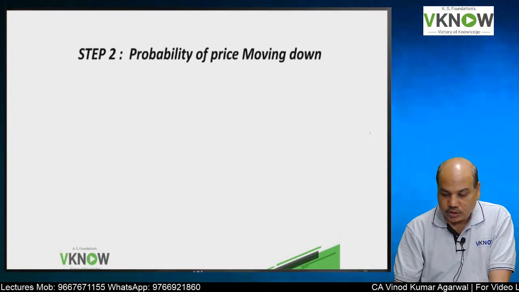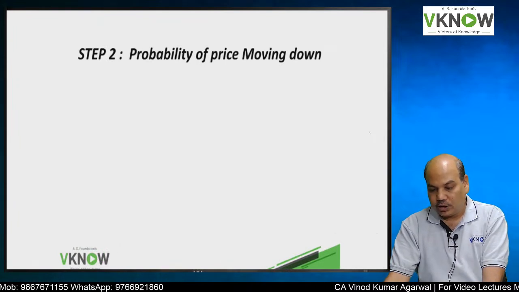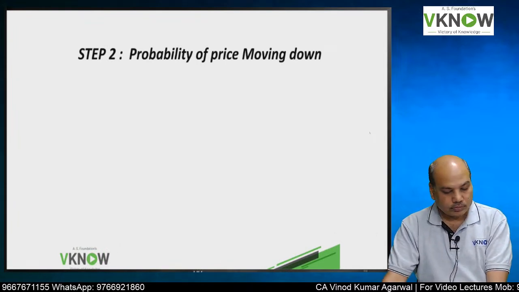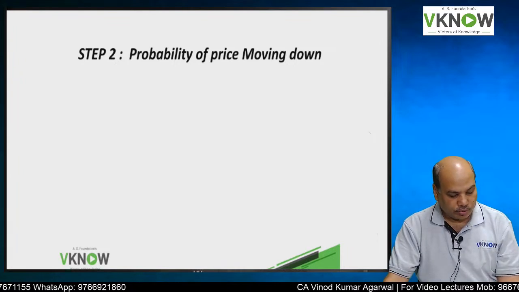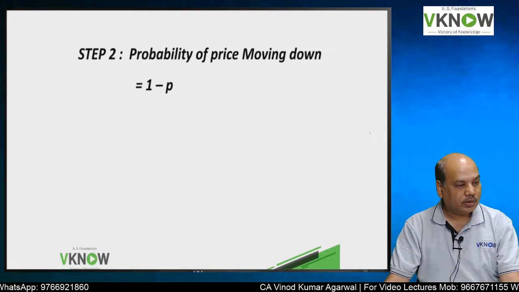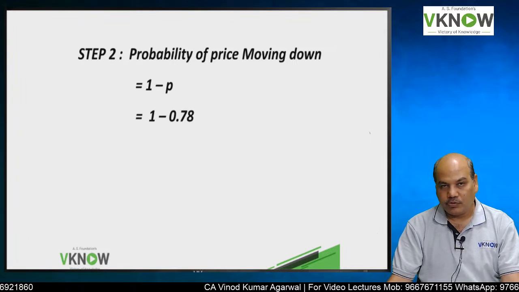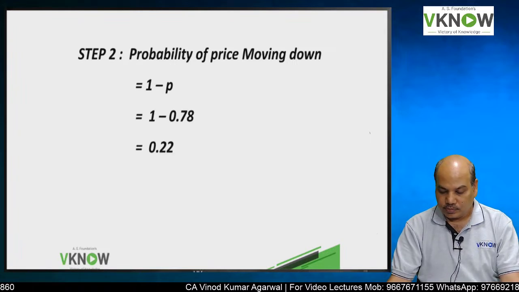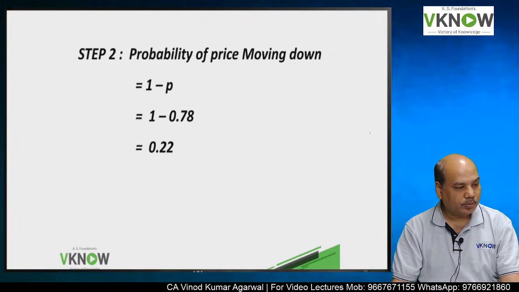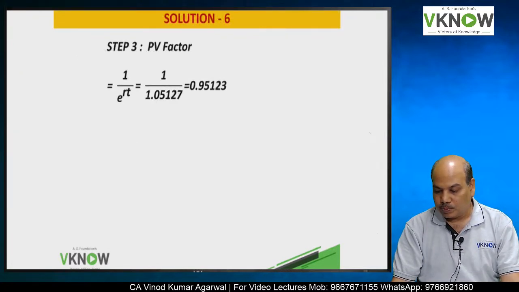Then the next is step 2, probability of price moving down. Probability of price moving down, 1 minus P. Go to the previous step. The probability of price going up P is 0.78. So this is 1 minus 0.78 is 0.22. Step 3, write down PV factor.